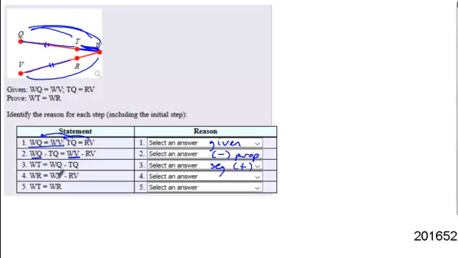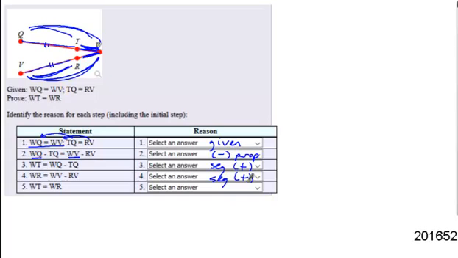Okay, what about WR equals WV minus RV? So again, it fits the same form. So WR is a part. Is that equal to the whole minus the other part? Also yes. So that's another case of segment addition. Again, it'll often be together in the same step, but they could be two separate steps.